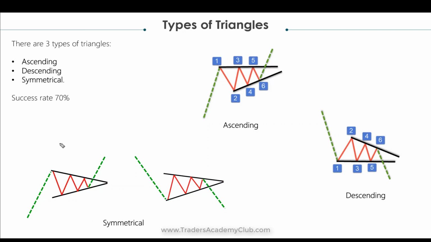That means, you probably get it already, that all triangles are continuation patterns, right? Because we have a trend and we're looking for this pattern to forecast the continuation of this previous trend. That of course applies to ascending and descending triangles. The only difference here is that an ascending triangle should be traded as bullish continuation.